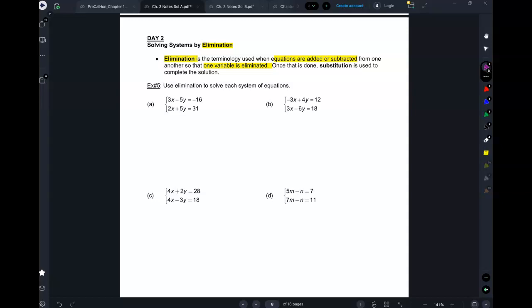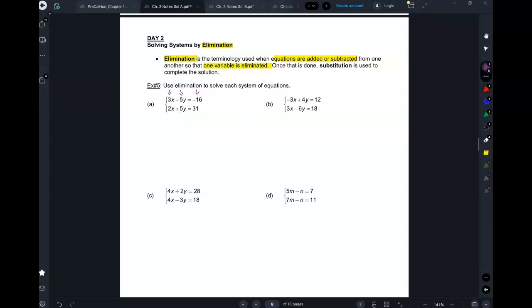What you want to do first of all is two things. First, make sure your x's are aligned in one column, your y's are aligned in one column, and the numbers are aligned in one column. After that, for either the x's or the y's, you want to see that your coefficients are the same number but opposite sign. For example, you see here for the y's, the coefficient is negative 5, positive 5. That's the way we want it to be.